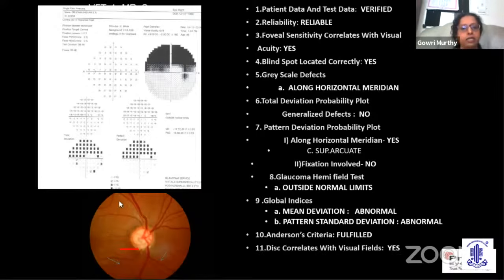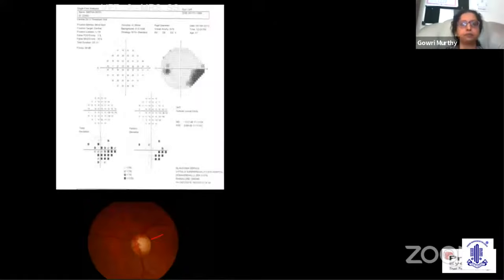Does it correlate with the disc? The most important question. So you have a superior defect and you have an inferior notch along with the inferior nerve fiber layer defect, and so it correlates with the disc, and therefore we can very confidently say that this patient has glaucoma, and this is a reliable field for a disc which we are seeing.